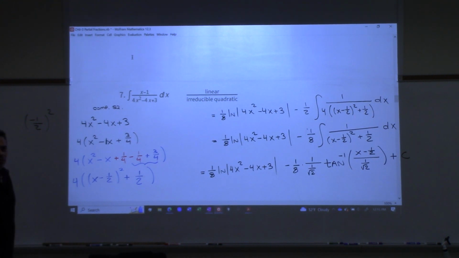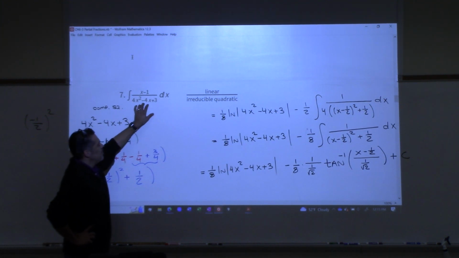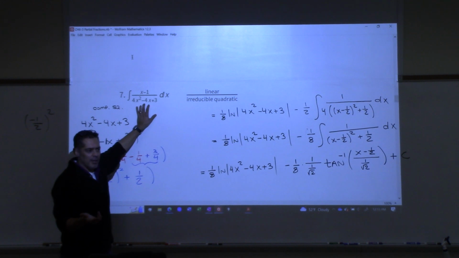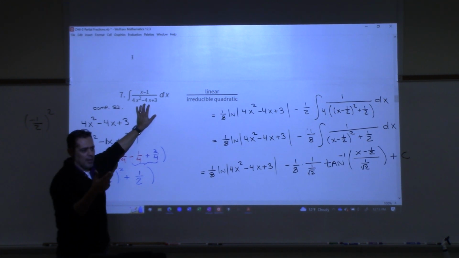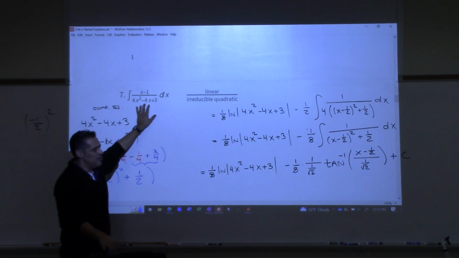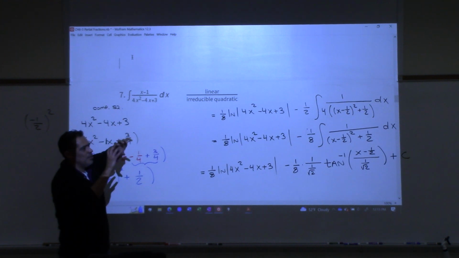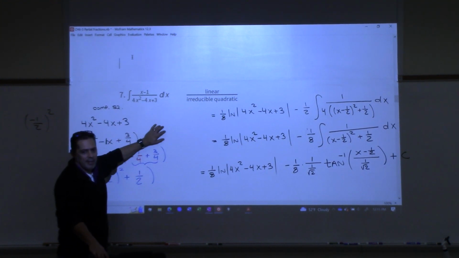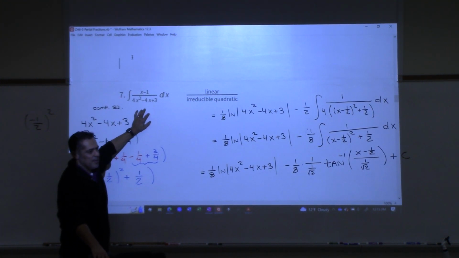But it's a pretty interesting problem, right? Because to do this problem, we eventually had to complete the square, didn't we? We eventually had to do a constant over an irreducible quadratic. It was just that first step of trying to massage the numerator into what we wanted it to be. That's kind of the unique step for this problem.